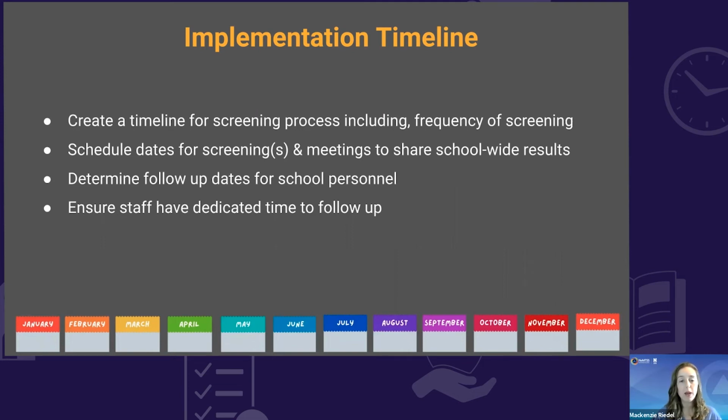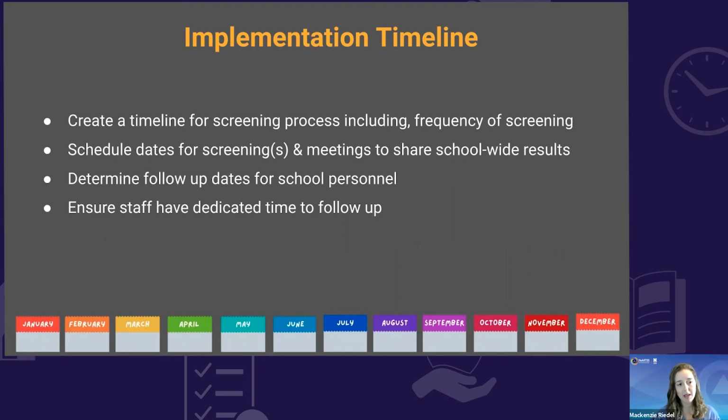If you screen twice a year, you can use that data to help evaluate the impact of your tier 1 services and your tier 1 focuses. Some schools do it 3 times a year. You want to consider, if you're having the teachers fill it out, you want to give the teachers enough time to get to know the student before they fill the screener out.